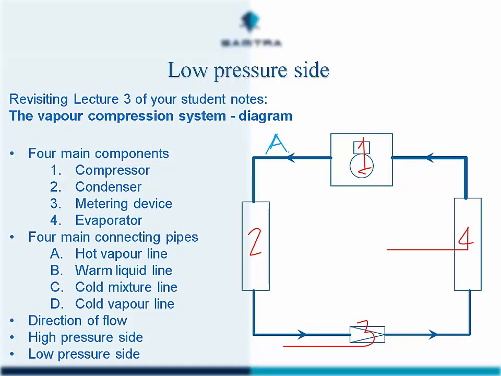Then we have the warm liquid line, which is down here. So leaving the condenser and passing into the expansion device, metering device, is liquid. It's desirable to have liquid, and although it's a subcooled liquid, desirable to have a subcooled liquid, it will be warm. It will be a little bit warmer than ambient temperatures. And it will be a subcooled liquid.